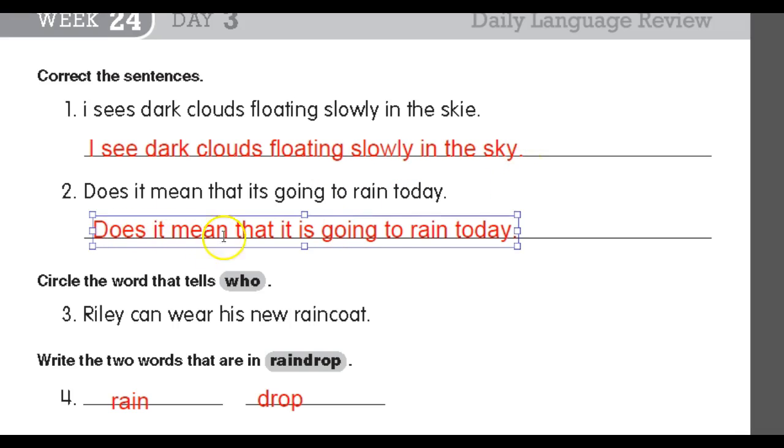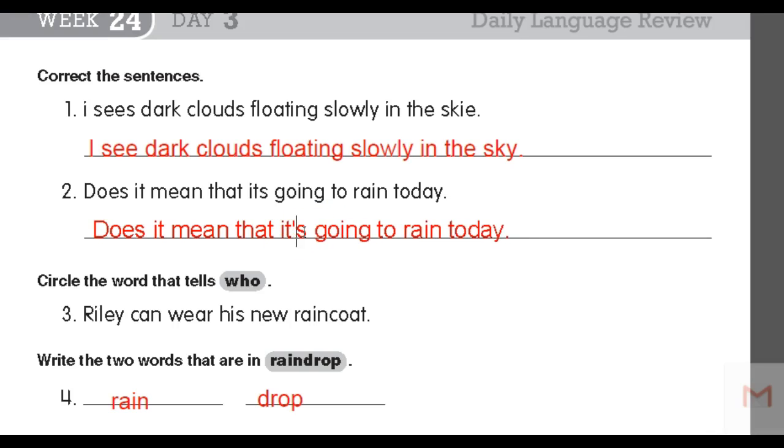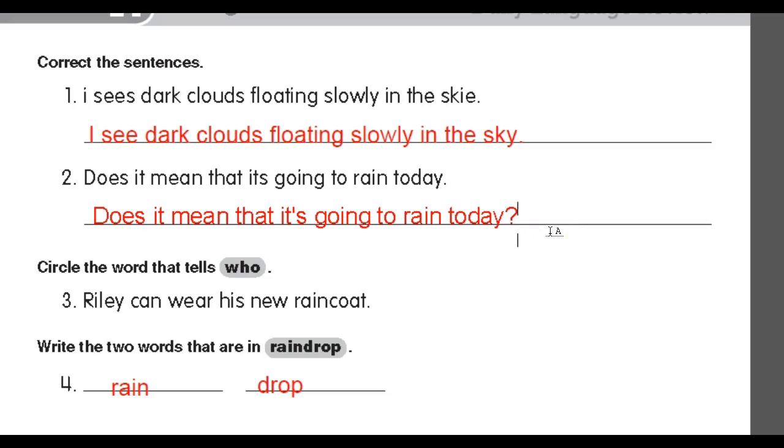Does it mean that it's going to rain today? Oops, I see a mistake in mine. Does it mean that you can say it is, or you can say it's apostrophe S going to rain today. It should be a question mark because that is a question.